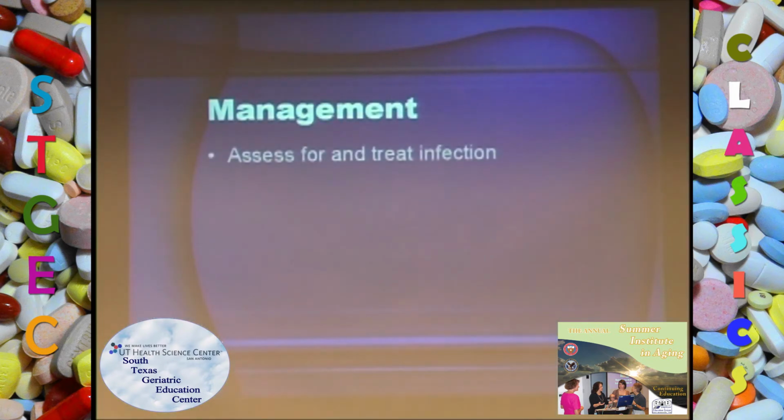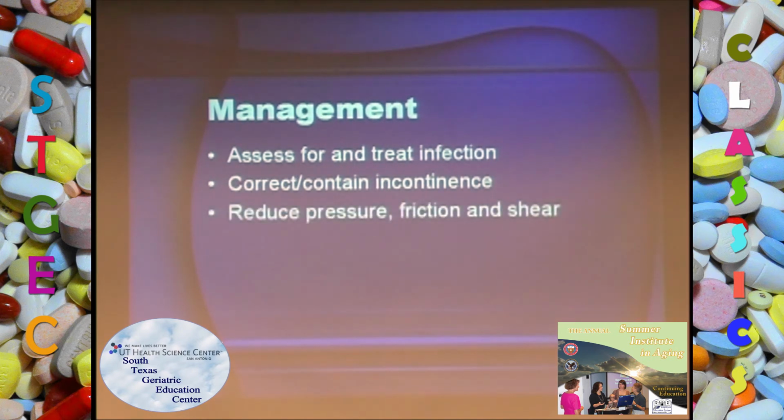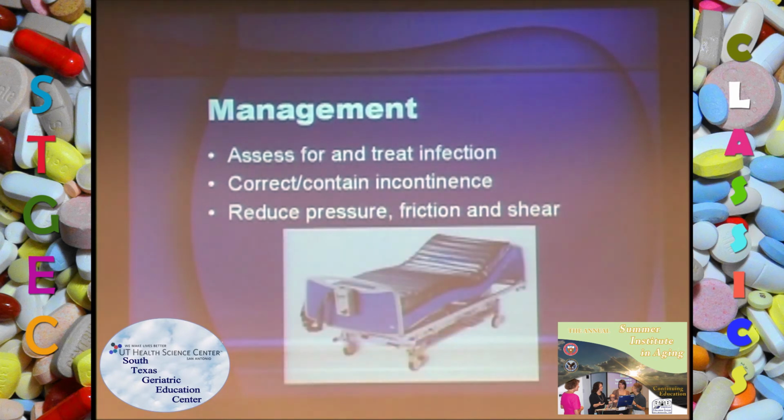You also want to aggressively assess for and treat infection, because infection delays wound healing and can go on to become systemic if not addressed. Correct or contain incontinence. The sacral area and the coccygeal area are prone to contamination with urine or feces, so that needs to be addressed. You want to reduce pressure, friction, and shear.